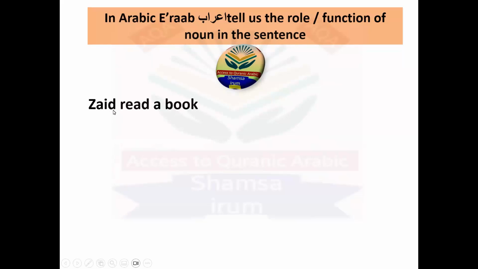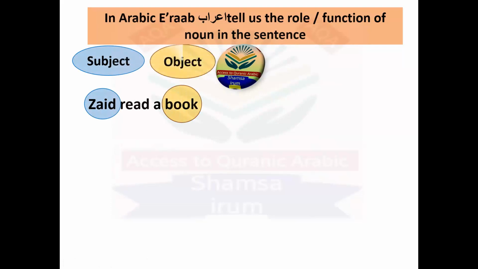So what is the function here for Zaid? I hope you will give me the answer that he is the subject here. And what is the role here for the book? The book acts here as an object, because Zaid read a book. It means Zaid is the doer. He is doing something, and the act he has done, he has done on the book. So the book acts here as an object.